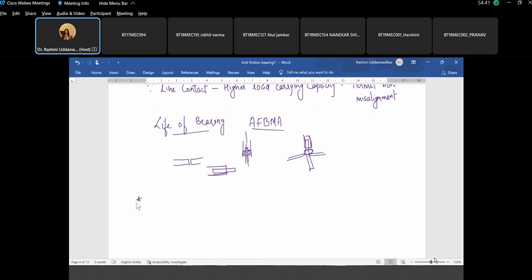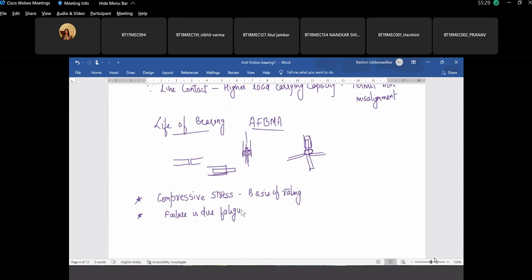So earlier, the life of the bearing was rated based on the compressive stress. But then later it was observed that this is not the correct criteria. This was the basis of rating of the life, and so this one was abolished. And they observed that the cause of failure is fatigue failure. It fails after a given life. So after a number of cycles, if it fails, it is not subjected to a continuous compressive stress, but it is subjected to a contact stress. And so it depends upon its life after a number of revolutions.